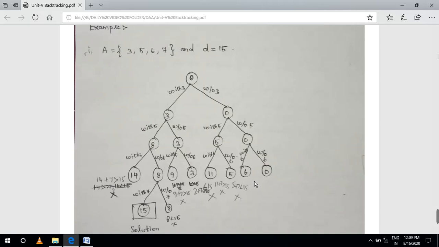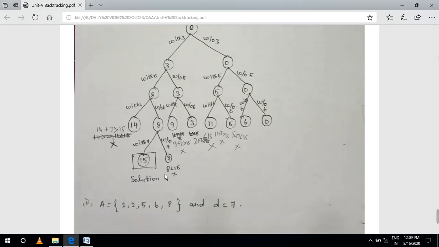Next with 7, so 6 plus 7, 13, less than 15, is not a solution. Next, without 7 means you have to declare directly 0 only, so it's not a solution. So I will get only one solution for the 4 subsets. Okay, you just go for one more example also.